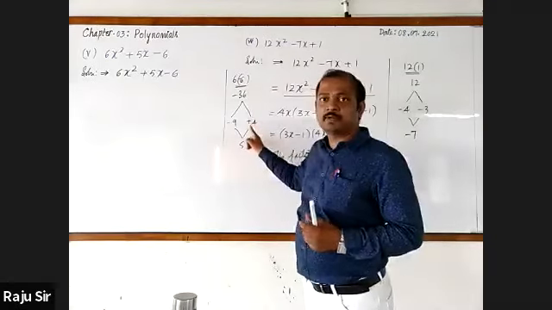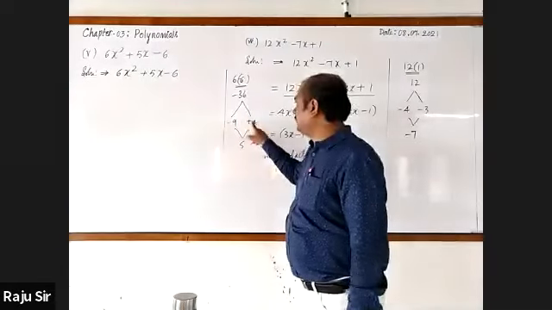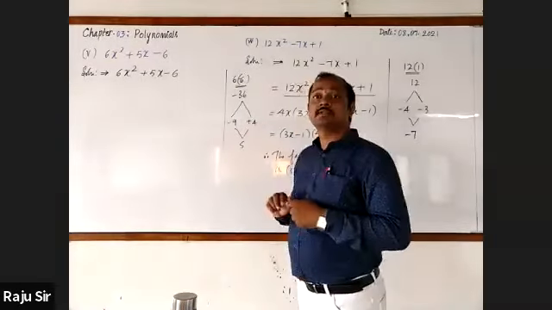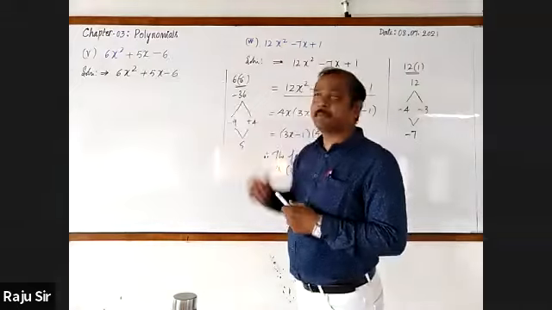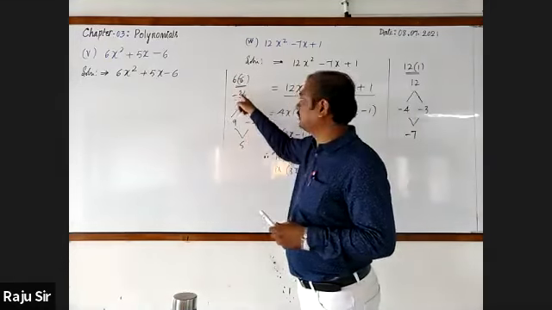9 and minus 4. Very good. Please observe. Minus 9 plus 4 is minus 5, but we need plus 5. So 9 minus 4 is 5, and 9 into minus 4 is minus 36.